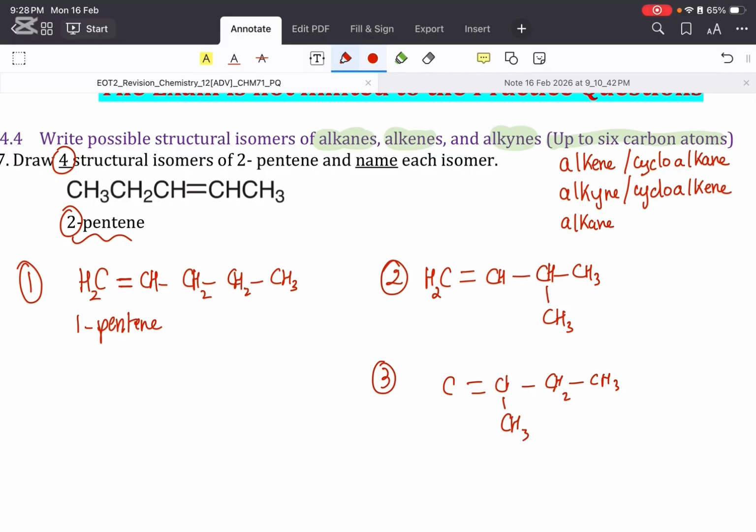So you need to have a plan in drawing the isomers. First you start with the longest chain, and then you start moving the double bond. Once you're done moving the double bond, you can create branches in it, and then branches and moving the double bond. So more and more options.